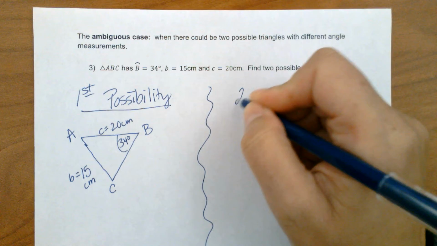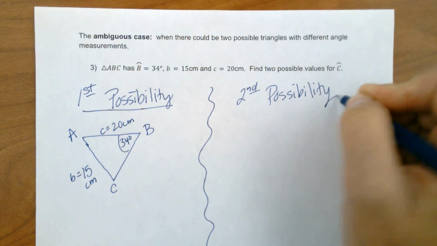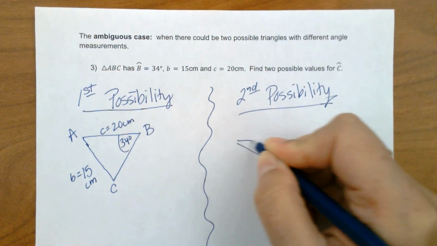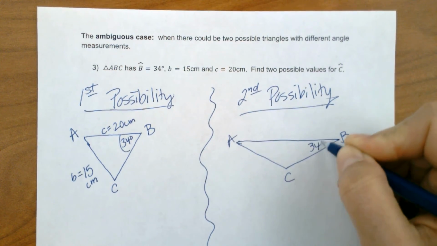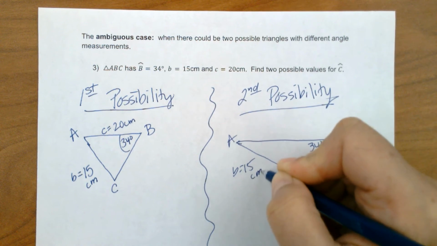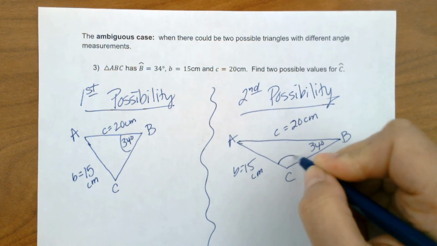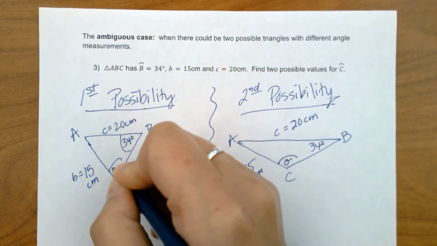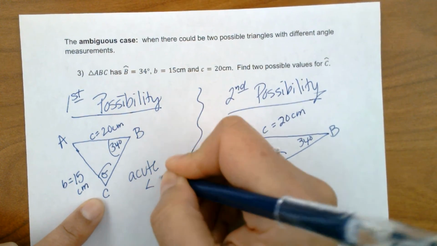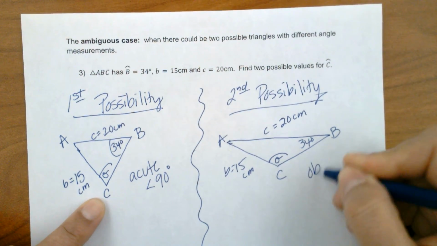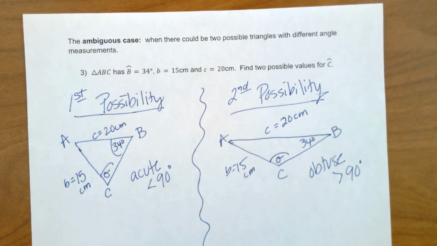The second possibility is where angle C can be obtuse. See what I'm throwing down here? That's 34 degrees, b is 15 centimeters, c is 20 centimeters. Okay, and we're going to have to find angle C. So one could be acute, which means it's less than 90 degrees, or one could be obtuse, which is greater than 90 degrees.